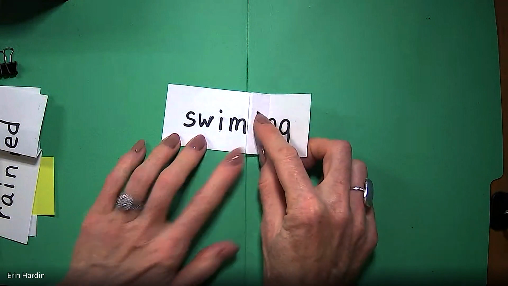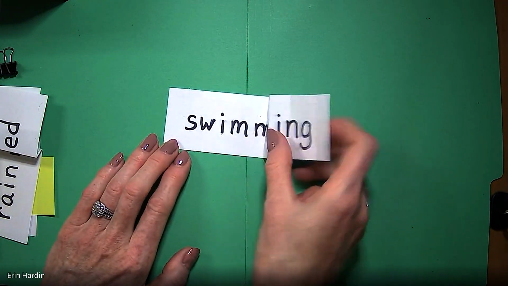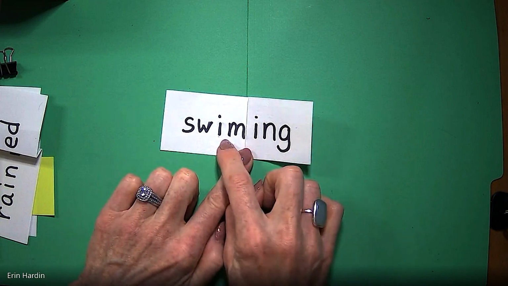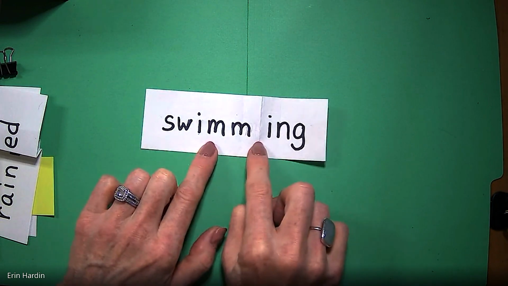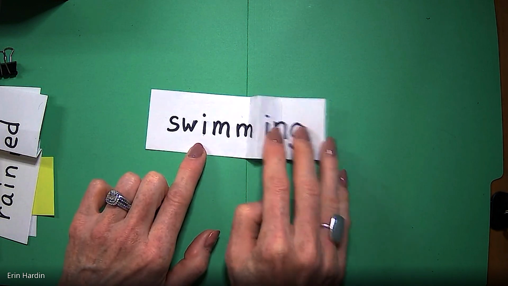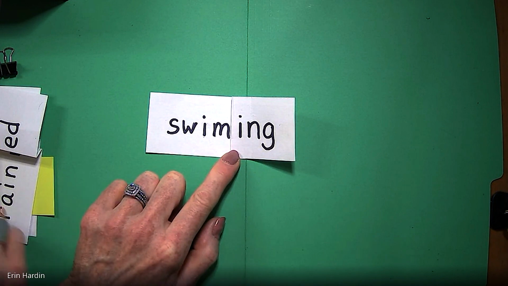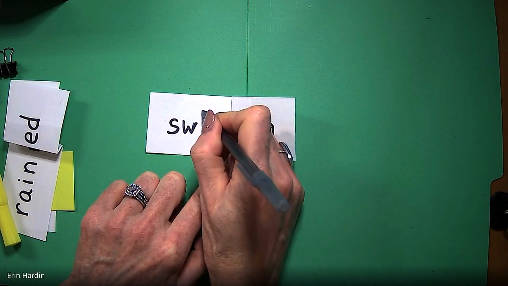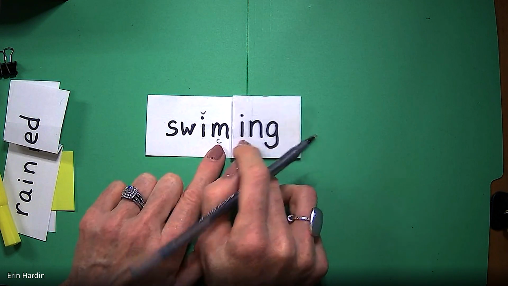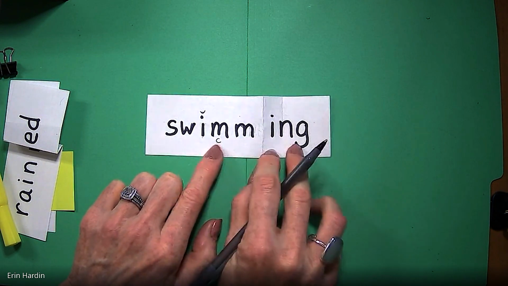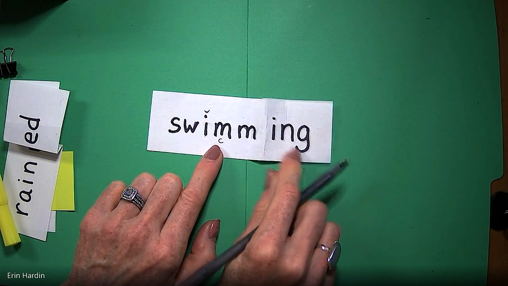Another activity that you can do for a review after you teach is you can make these little flip cards. So I've got the base word here, swim, and I have the ing ending. And then, do we double that M to make it swimming? Let's see, the base word. Does it have one short vowel? You could have that student mark it. Yep, short vowel. Does it have one final consonant? Yes. So we need to double that M before we add the ing, swimming.